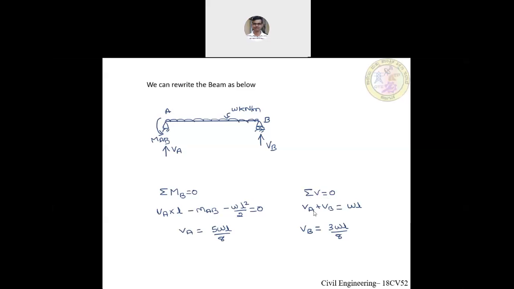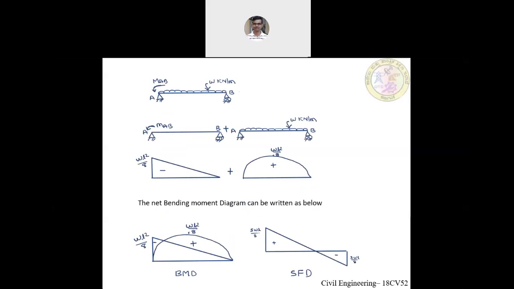Taking the summation of vertical forces, the upward reactions VA plus VB should be equal to the downward load, which is W into L. Since I already have VA and the total downward load, I can calculate VB, which is 3 into WL by 8. So now we have calculated the reactions, with which I will be in a position to draw the shear force diagram as well.